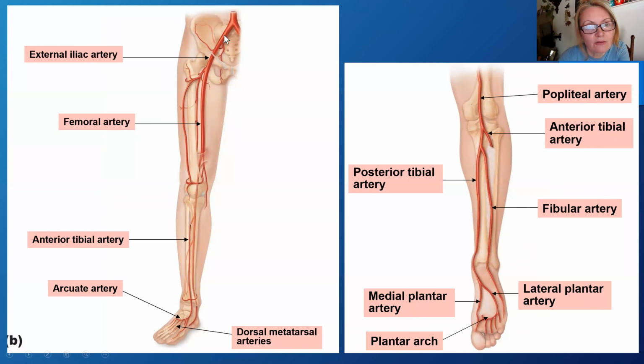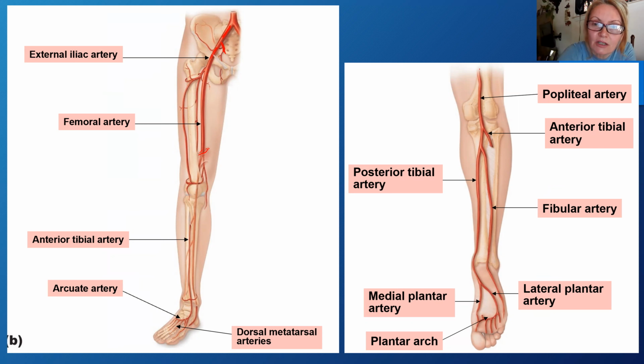And now we are down to the thigh and the leg. So you can see we have this common iliac artery, and it branches into internal and external iliac. The external iliac artery exits the body cavity through the inguinal canal and moves down the thigh and becomes the femoral artery. Then it moves to the posterior side through this opening that is called the adductor hiatus, and it's now on the posterior side of the knee in the popliteal region.